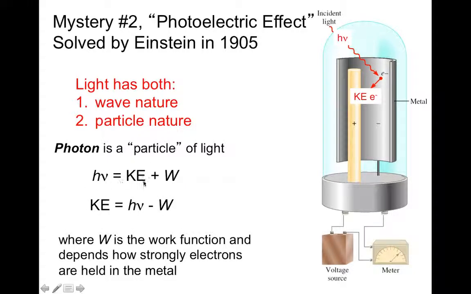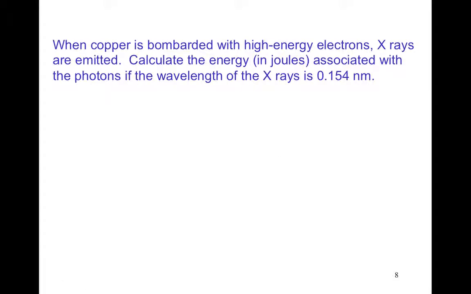Then you can, of course, solve for kinetic energy, just a little bit of algebra work there to switch some things around, and you can solve for kinetic energy of a particle. W is the work function, and the work of an electron depends on how strongly electrons are held to the metal. So that's where we have the photoelectric effect.